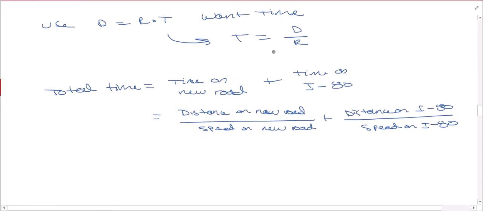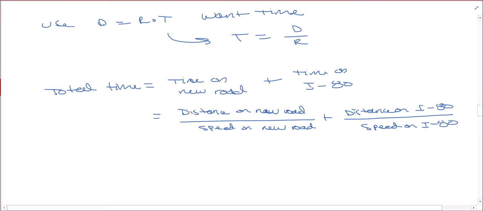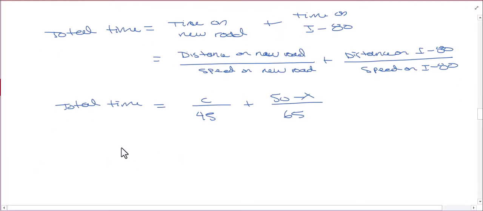So when I go back over here for my total time, which is why we want to minimize, it's the distance on the new road, which is C, over the speed on the new road, which is 45 miles per hour, plus the distance on I-80, which is 50 minus X, over the speed on I-80, which we know is 65 miles per hour. Now, this is our equation for time, so I'm just going to call it capital T.